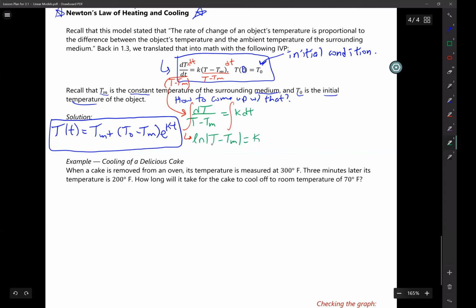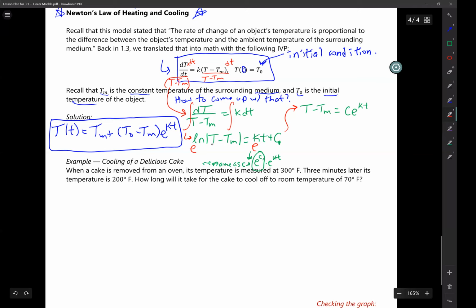Let me just call it c1 for right now. We'll move it over in a second. We'll do the e stuff, which we do on every single one of these problems. And then you get T minus Tm is equal to, I'm just going to call it C e to the kt. I'm kind of skipping steps here, but we know that this actually separates into e to the c1 times e to the kt. And so I'm just renaming e to the c1 as big C. Okay, and then you just do the algebra.